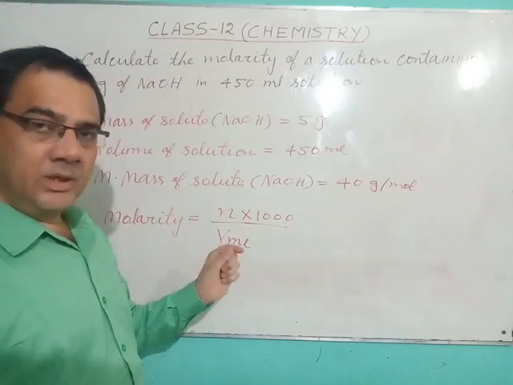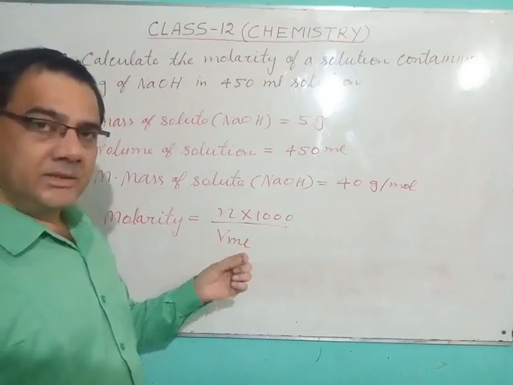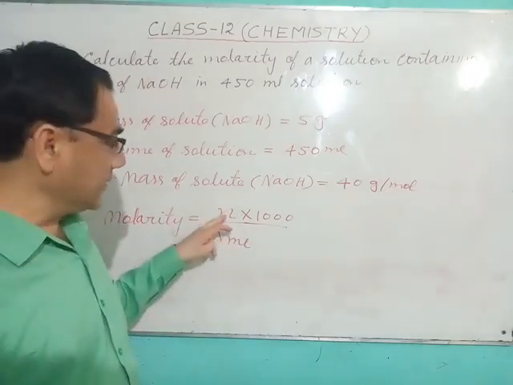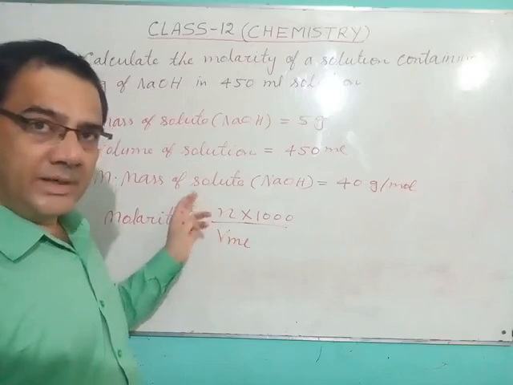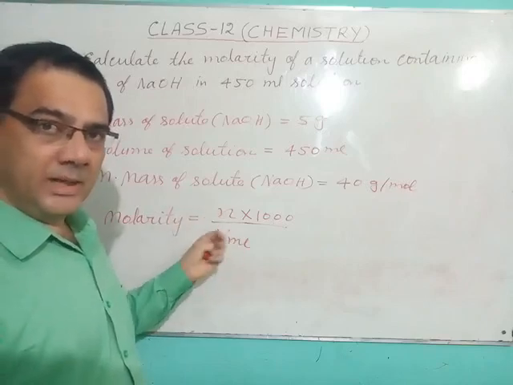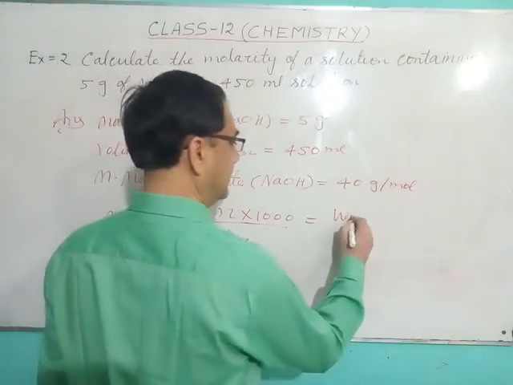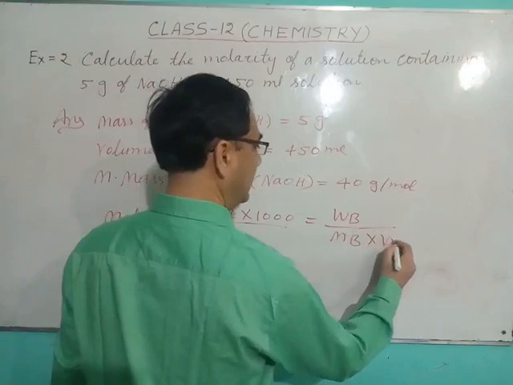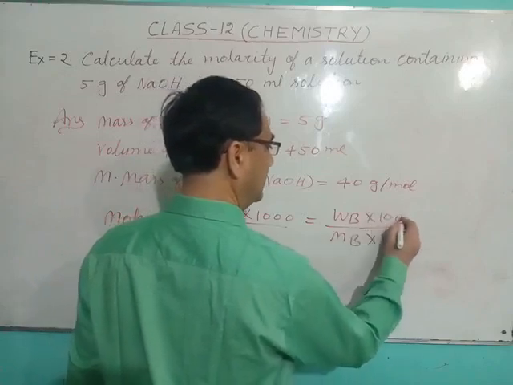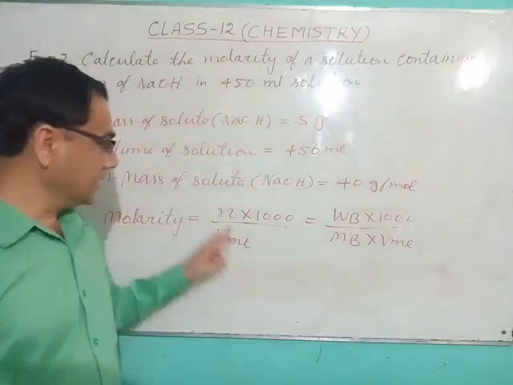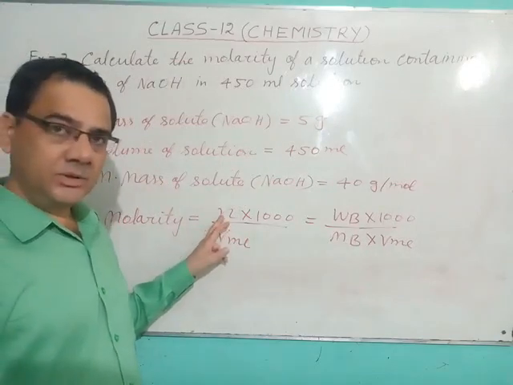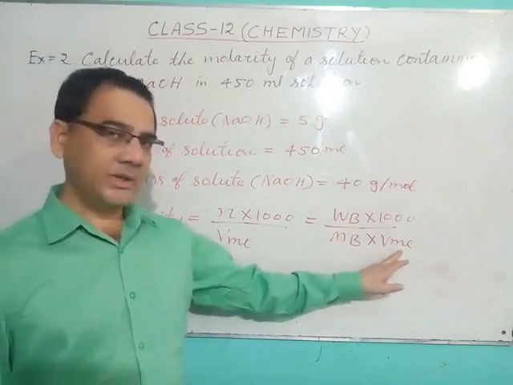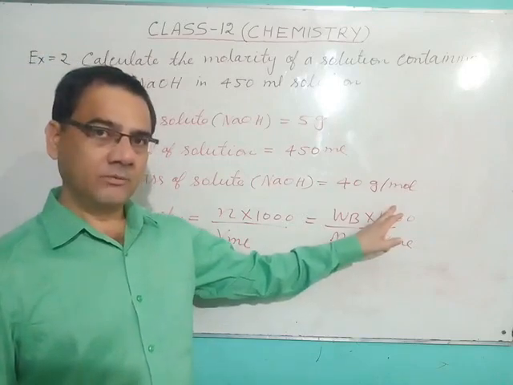And in the whole chapter, solute we take as B and solvent we take as A. So it is mass of the solute and molar mass of the solute. Mass we write W, molar mass we write M. So it is WB upon MB, V in ml and multiply by 1000. See, number of mole is equal to mass of the solute upon molar mass. So this is the mass of the solute, this is molar mass of the solute, volume in ml, multiply by 1000.